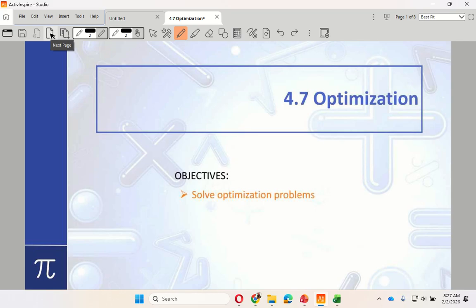Optimize. Okay. When we were talking about derivatives recently, what were we trying to figure out every single time? Min and max, right? So min and max.